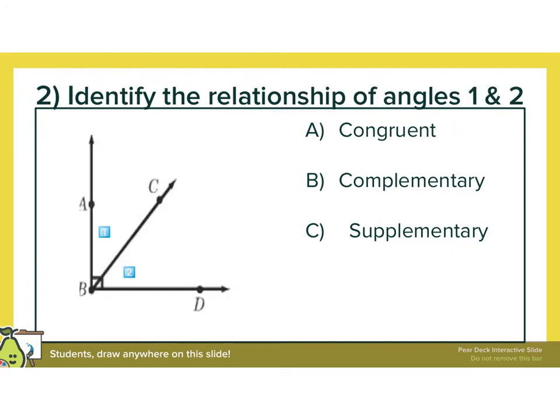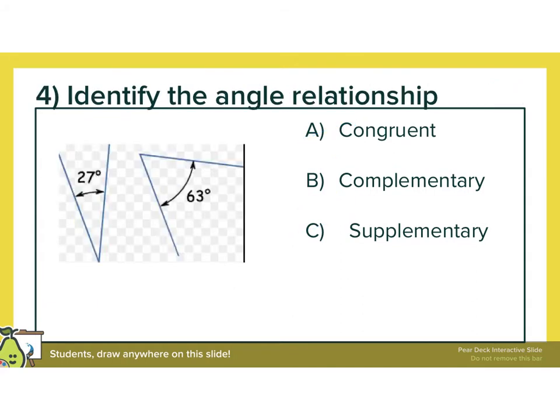Practice problem 2. Identify for angle 1 and angle 2. So here's angle 1 and here's angle 2. I see this little box, which means they're making a 90-degree angle. So they are complementary because congruent would mean they're equal, and I don't know that. Supplementary would be a straight line.